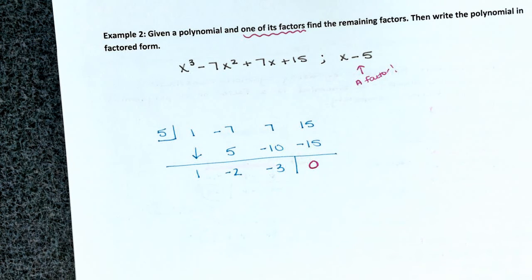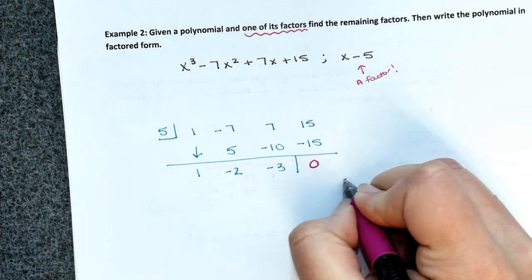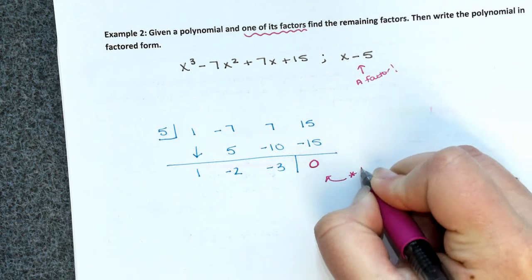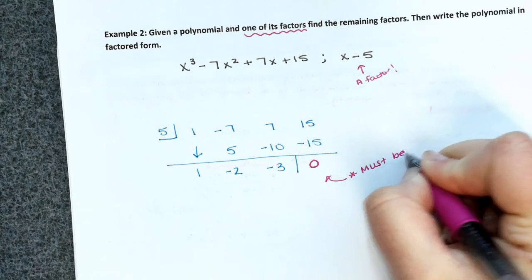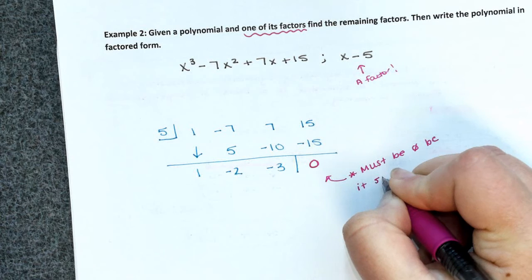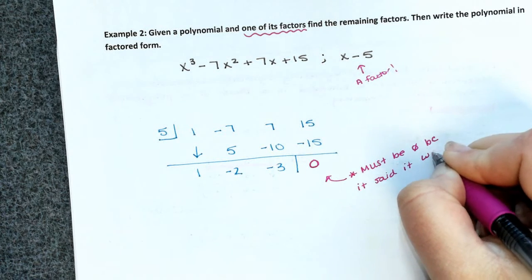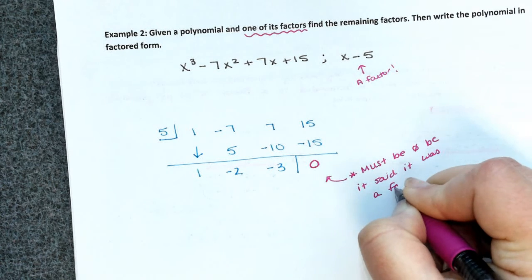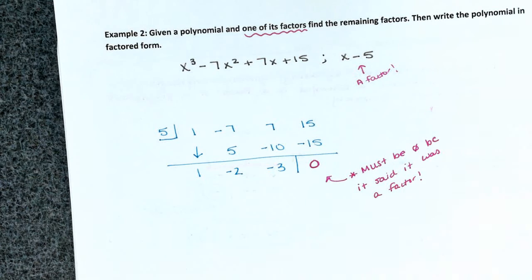Are we okay so far? Give me a 1 to 5. I'm following you. I totally get why that's a factor and how that shows that it's a factor. Okay, awesome. All right, so we'll put a little side note here. Must be 0 because it said it was a factor.